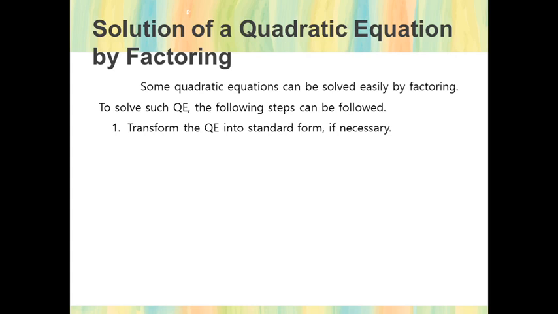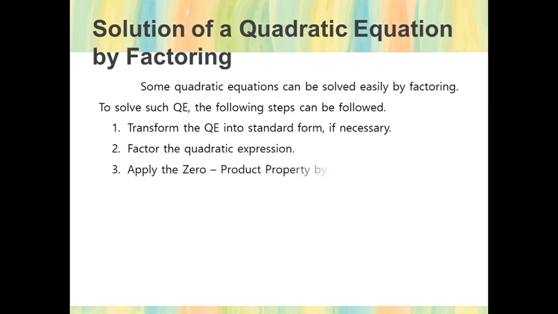Number 1. Transform the quadratic equation into standard form if necessary. Number 2. Factor the quadratic expression. Number 3. Apply the zero product property by setting each factor of a quadratic expression equal to 0.